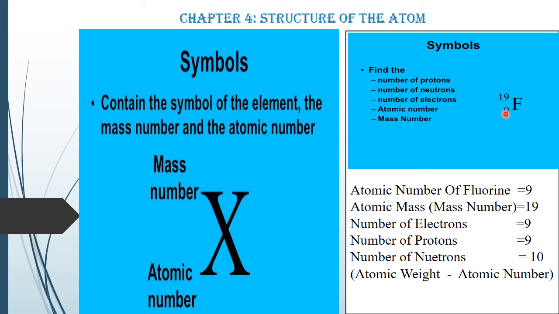So atomic number, number of electrons, number of protons, same number. Atomic number 9, number of electrons 9, number of protons 9. Now the top number, the atomic mass, is 19. So the number of neutrons is 19 minus 9, 10. That is mass number minus atomic number.